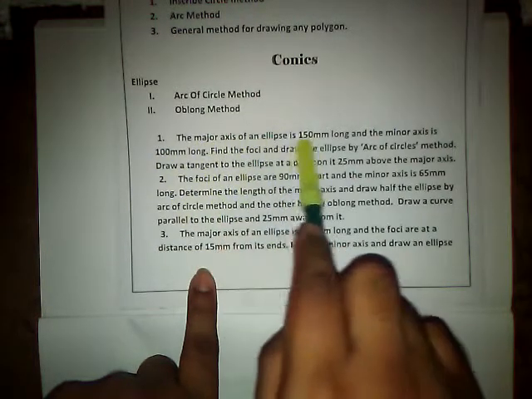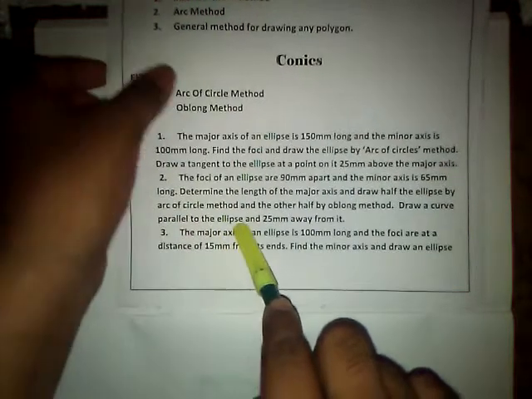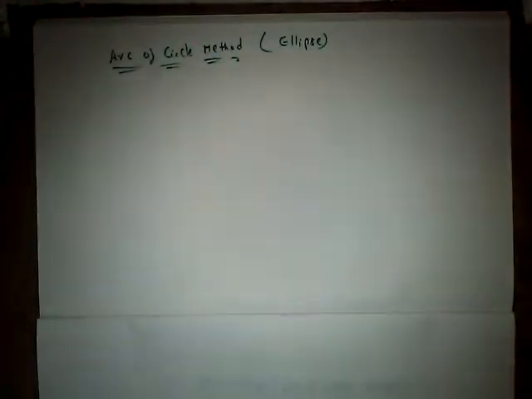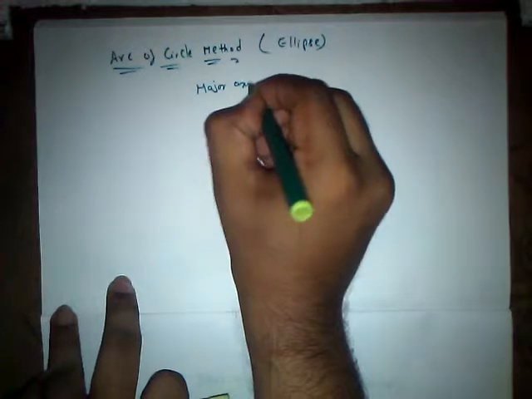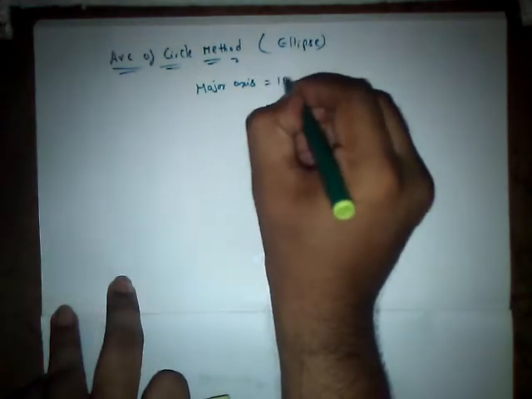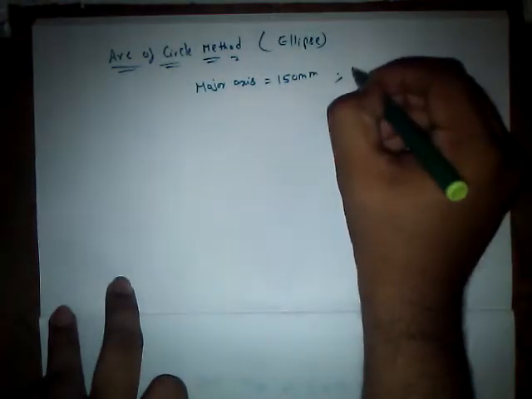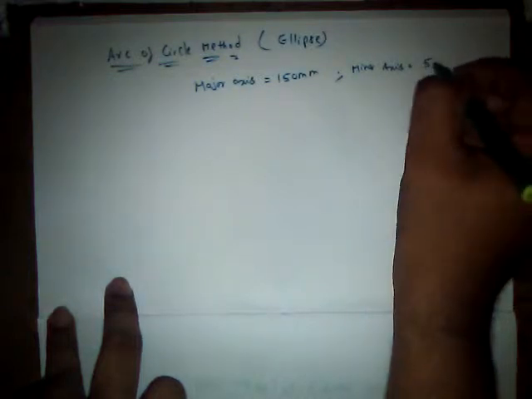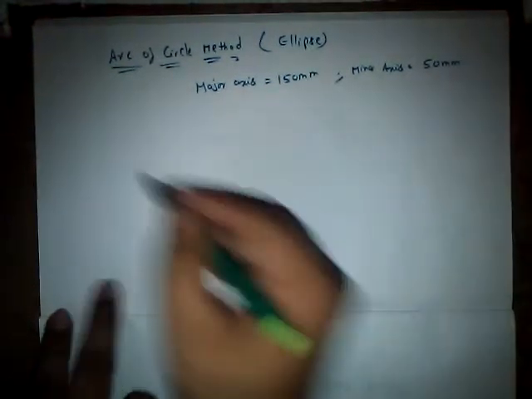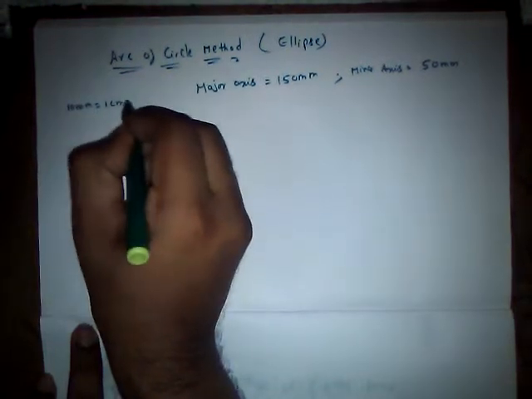So we have the major axis of the ellipse as 150 mm and the minor axis of the ellipse equal to 100 mm long. So let us see. So here we have the major axis of the ellipse 150 mm and minor axis 100 mm. 10 mm is nothing but 1 centimeter guys, just remember.